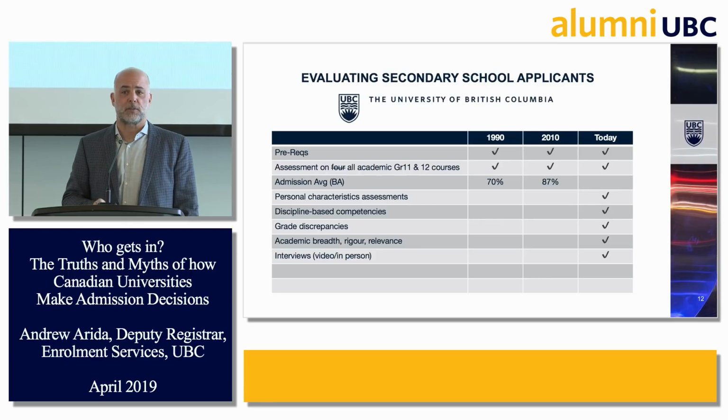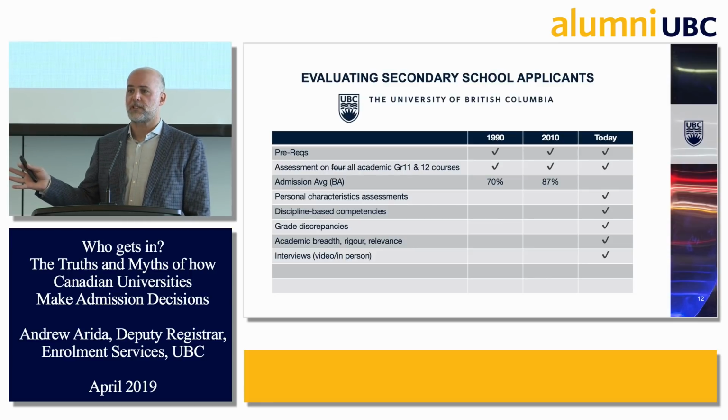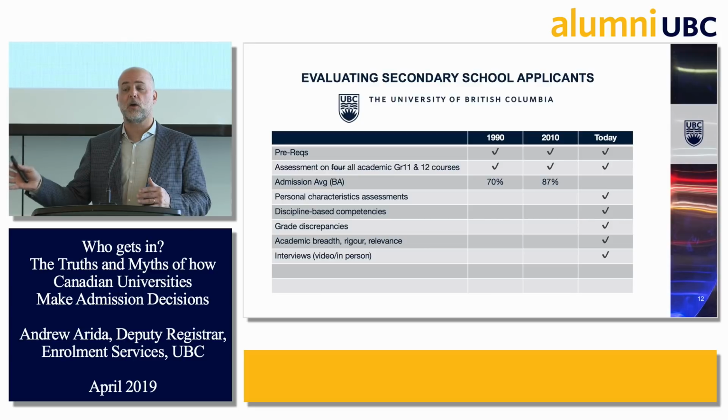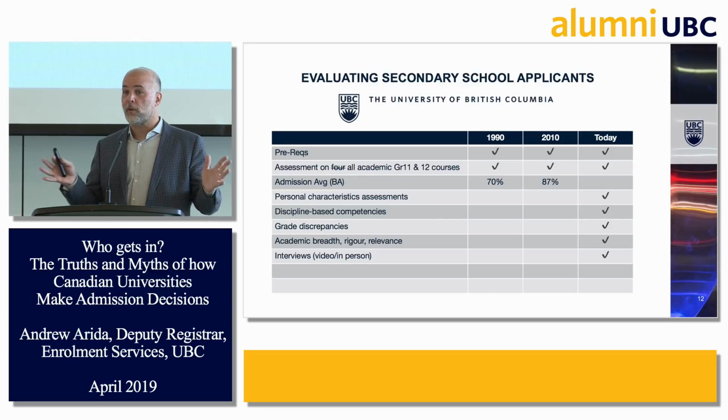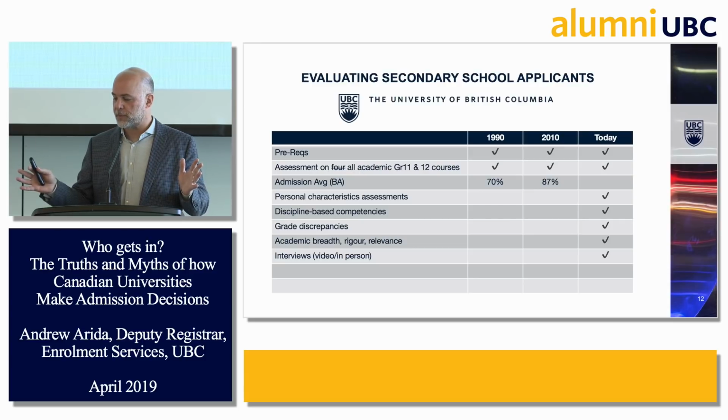We look at grade discrepancies. If we see a really high provincial exam score and a really high English 12 course grade and a really low provincial exam score, we will investigate why there is such a big discrepancy.